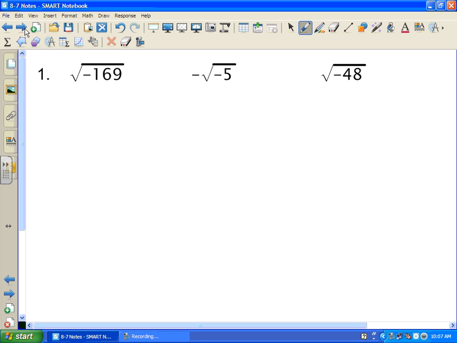Okay, so you can think of this, if you want to show a lot of work, you can split this up into the square root of 169 and the square root of negative 1. Is it 169 times negative 1, negative 169? Yes. And then you just simplify. What is the square root of 169? 13. And then every time you have the square root of negative 1, it is i. That's what you do.